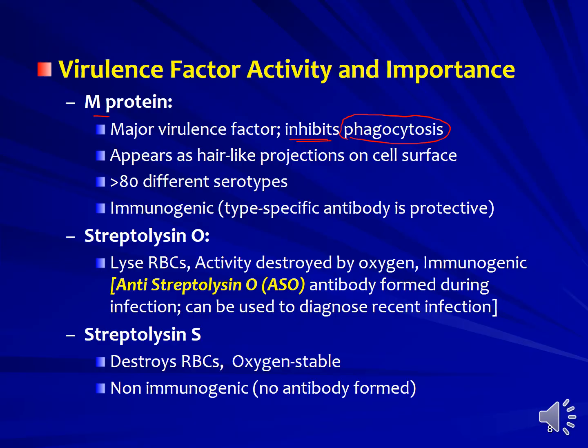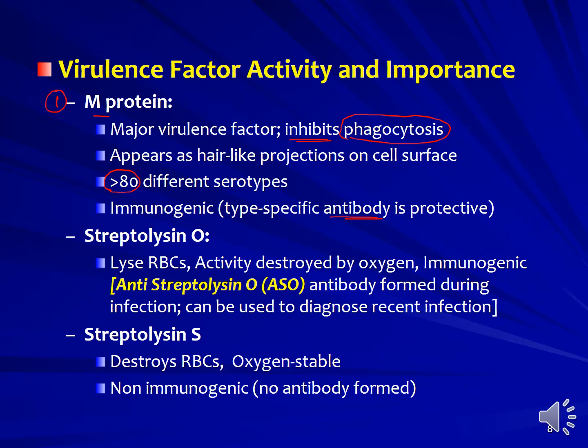These M proteins appear as hair-like projections on the cell surface, and based on this M protein, more than 80 different serotypes have been identified, like serotype 1, serotype 2, and so on, up to more than 80 serotypes from Streptococcus pyogenes. This M protein is immunogenic, and the antibody produced is protective in nature. That is one virulence antigen.